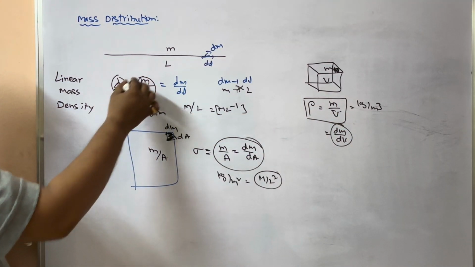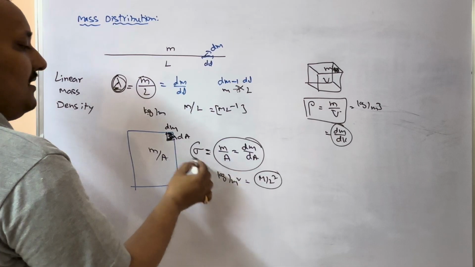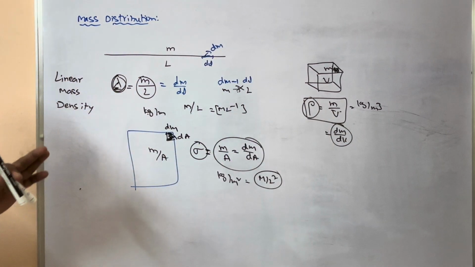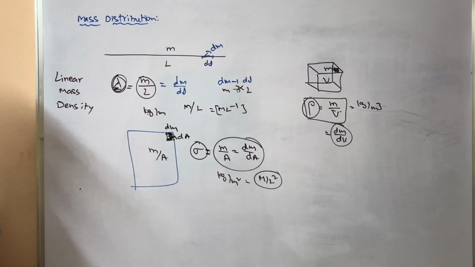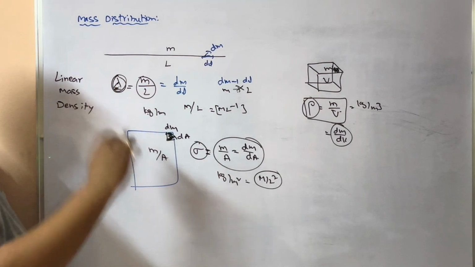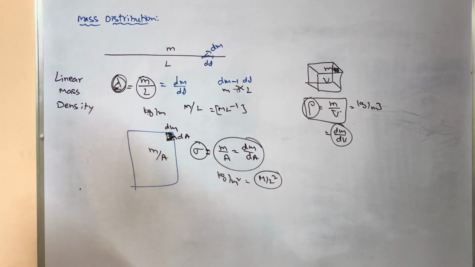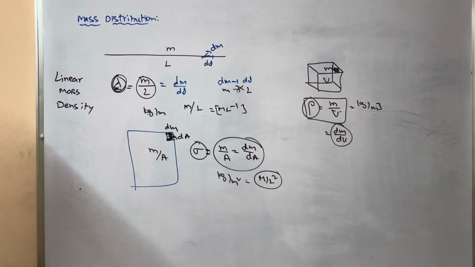You should know these for the upcoming problems. Then we can understand them very easily, because mass can be replaced with lambda and L, or sigma and A, or rho and V. This is about distribution of mass.